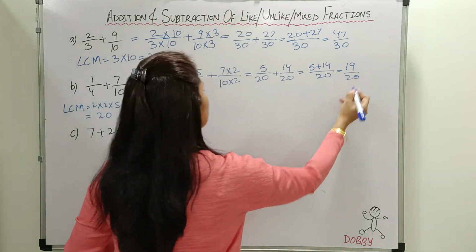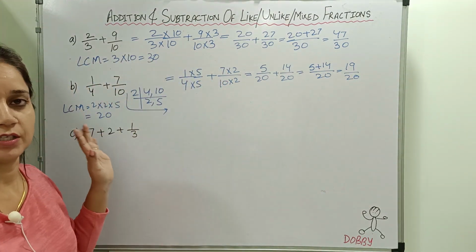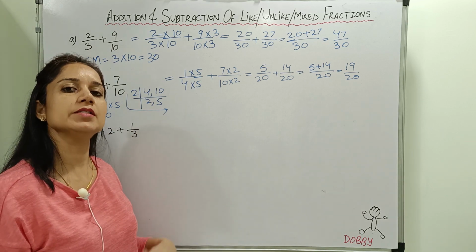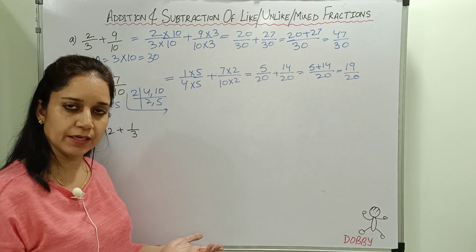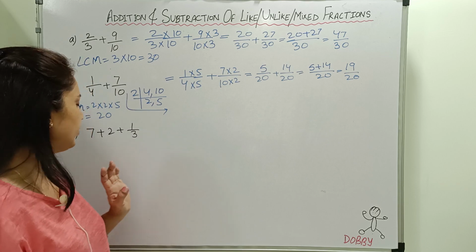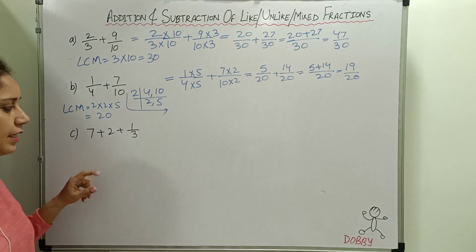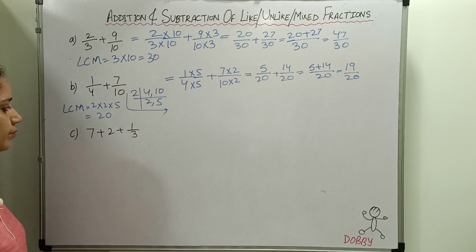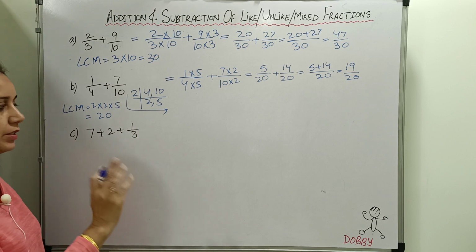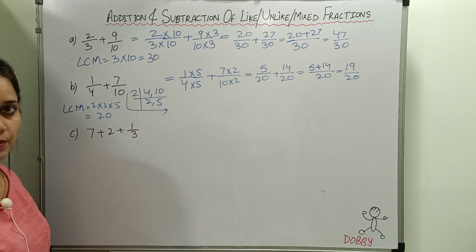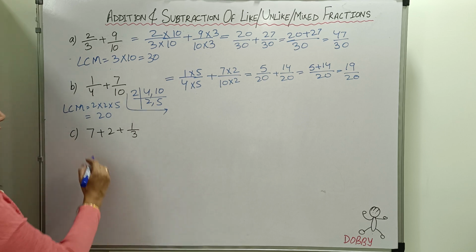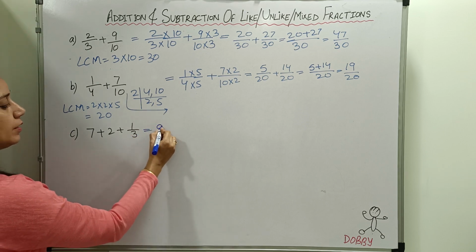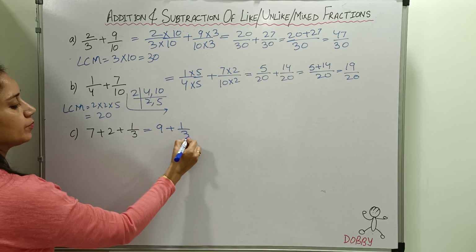This is how we are adding unlike fractions, by making the denominators same and turning the unlike fractions into like fractions. See the next question. 7 plus 2 plus 1 upon 3. These two are whole numbers and 1 upon 3 is the fractional part. We have to add all. 7 plus 2, 9 plus 1 upon 3.